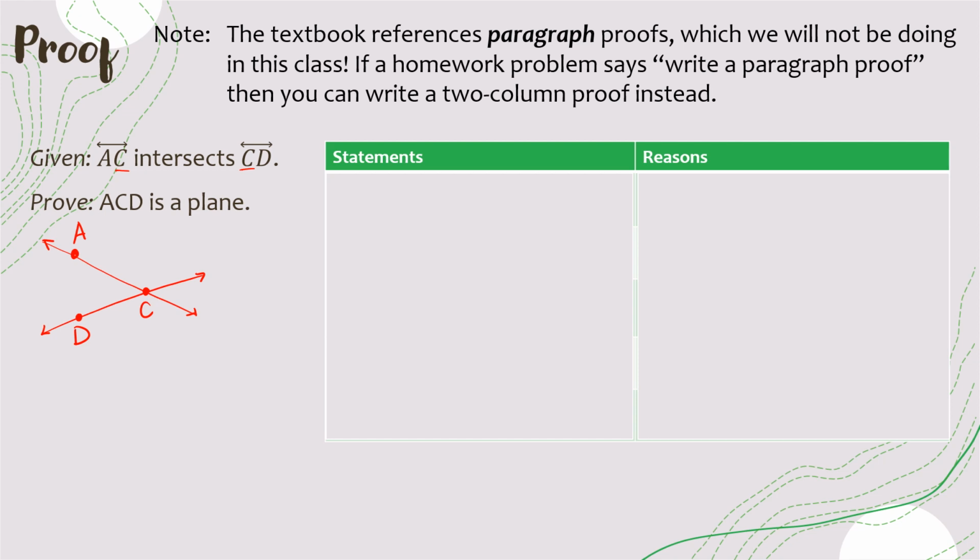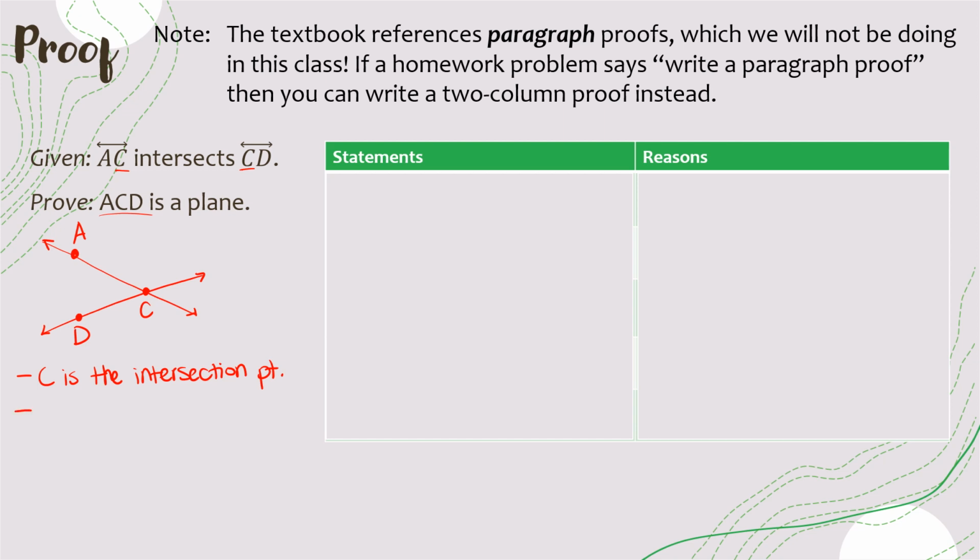Maybe I'll make a note. I'm going to do a little brainstorming. C is the intersection point. I'm going to want to mention that. What else might we want to put in our proof here? Remember, we're trying to prove that ACD is a plane.